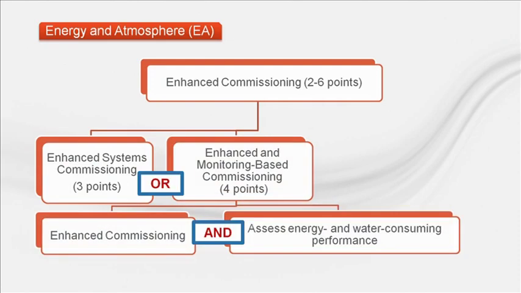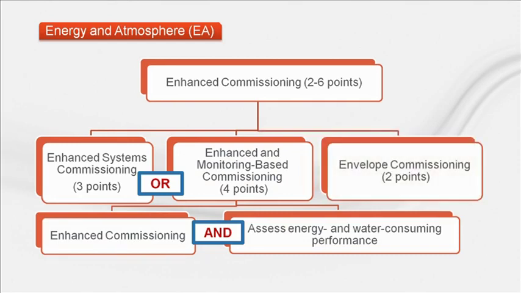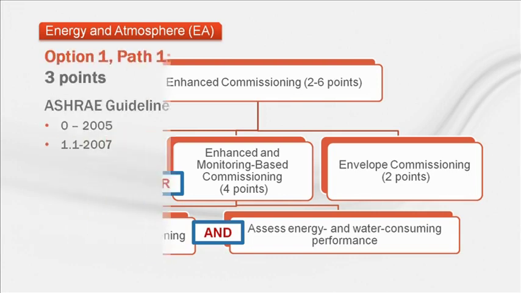The first option, worth 3 points, is to perform enhanced commissioning. A 4-point alternative is performing both enhanced commissioning and assessing energy and water performance. In addition, 2 points are available for envelope commissioning. Let's look at specifics for all of these options.